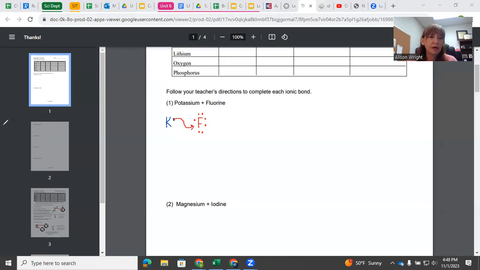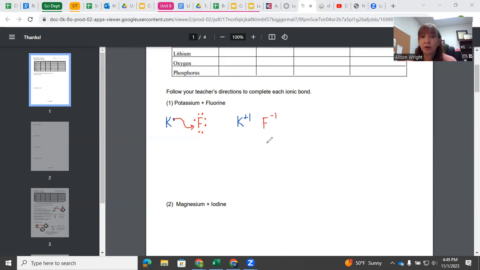And then you're going to draw your ions. So you'll do over here, +1. And draw over here, F, -1. All right. I'm going to say you don't have to do the whole thing again with the Lewis structures, but I do want you to indicate the ions.